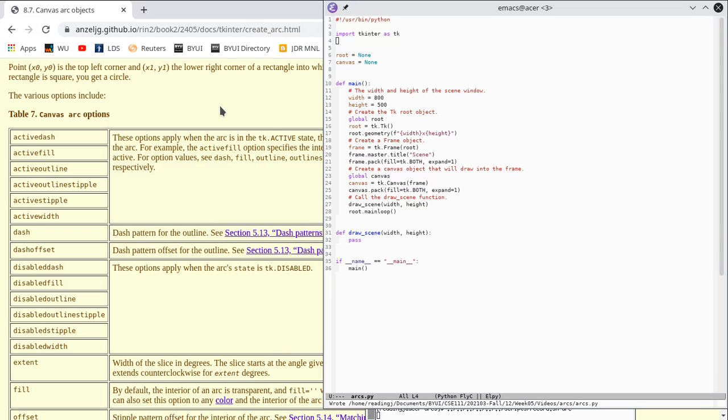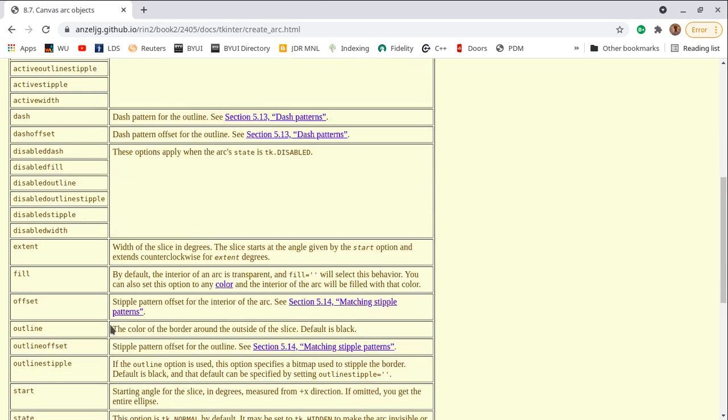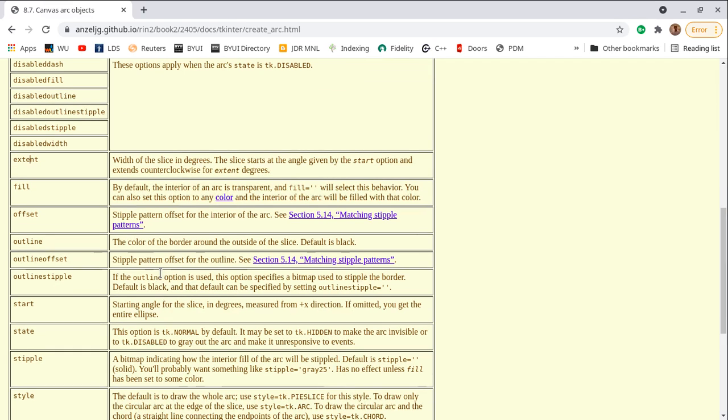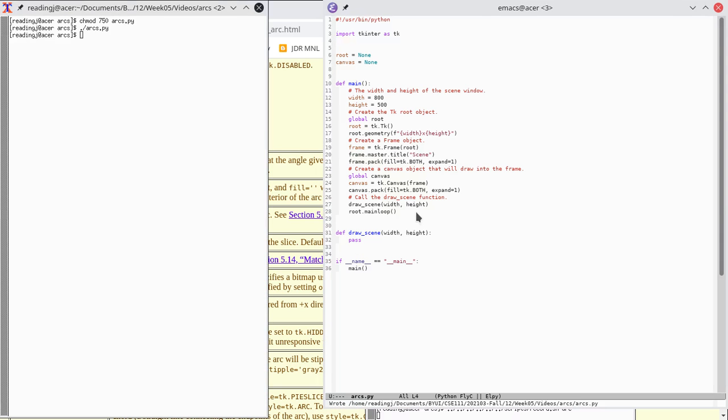here's the documentation page for tkinter arcs. And most of this stuff we don't care about. The first one we care about is this one, extent. And that means that that's the number of degrees that the arc is going to encompass, all right? So canvas.createArc.